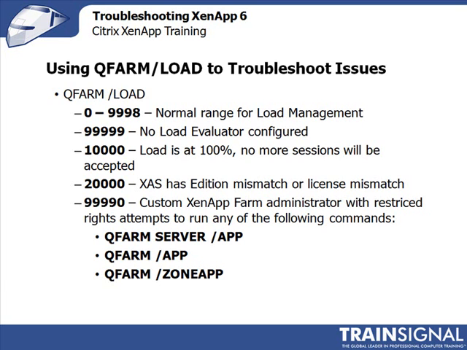A 20,000 value means that the XenApp server has a misconfigured edition that doesn't match what it's seeing in the license file. Four nines and a 0 means that a custom farm administrator is trying to log on and use some of these qfarm commands, and he or she doesn't have access to do so. So qfarm /load immediately gives you visibility into some of the issues that you're seeing, or that could potentially be the cause of the issue. Make sure you memorize these values and what they mean for the CCA exam. That's going to be very important.